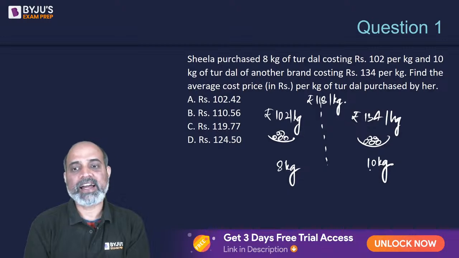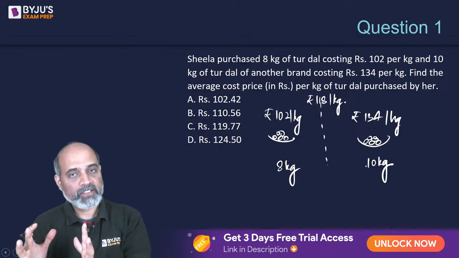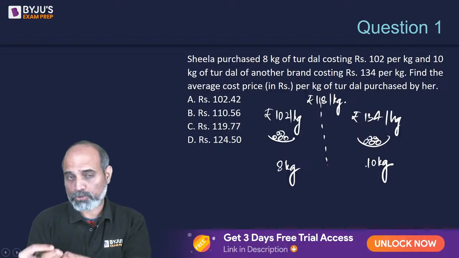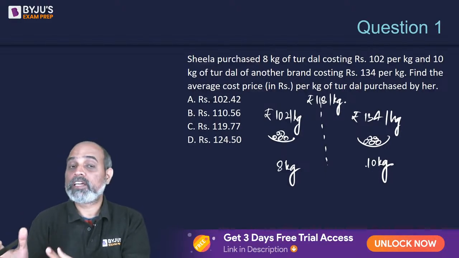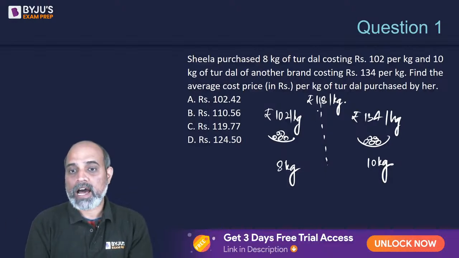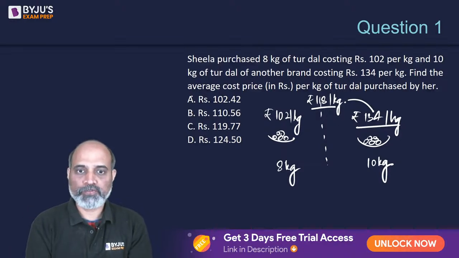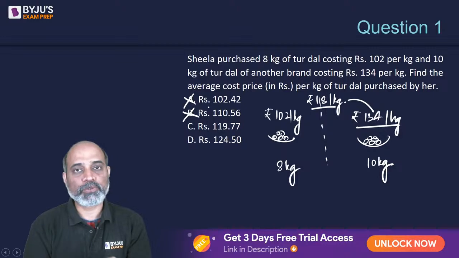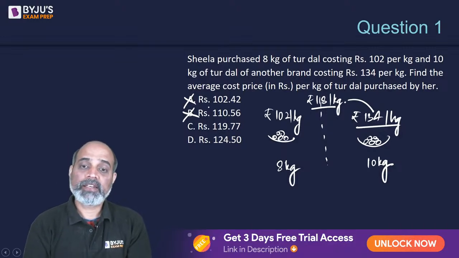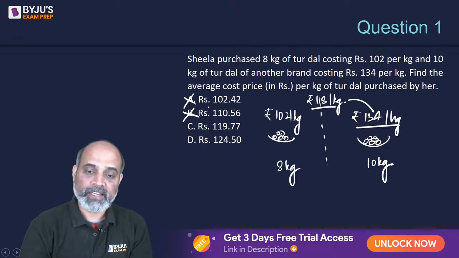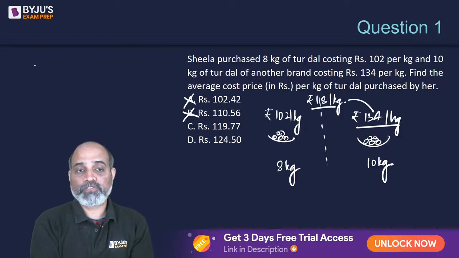So we can see that we have more weight on the right hand side, as in the frequency, also known as weightage, of rupees 134 per kg is more. So our answer is going to lie between 118 and 134. This simple observation we can use to eliminate two options. Now, if we need to really find out which one is going to be among the two options, C and D, we will be using the concept of average.